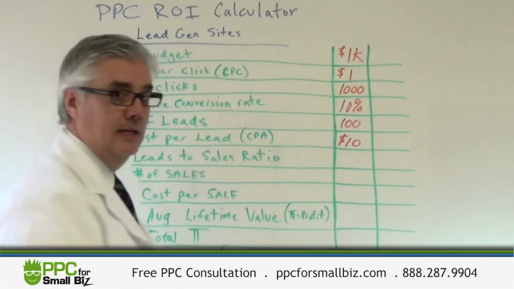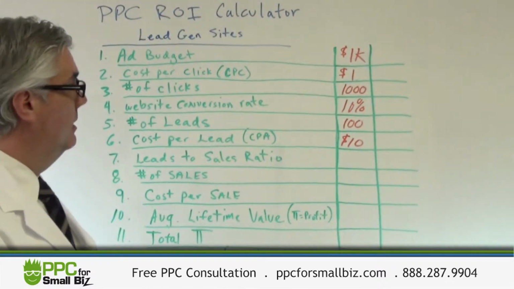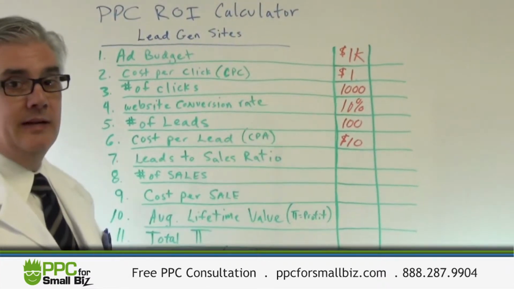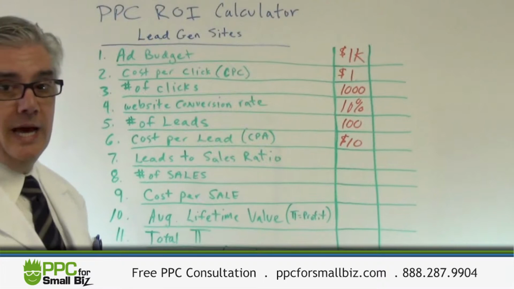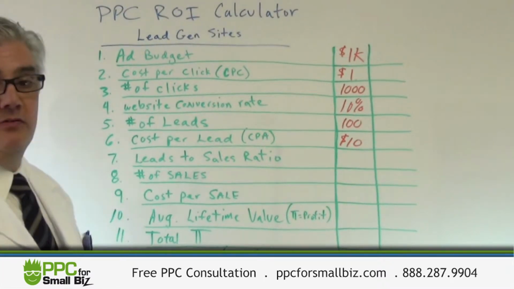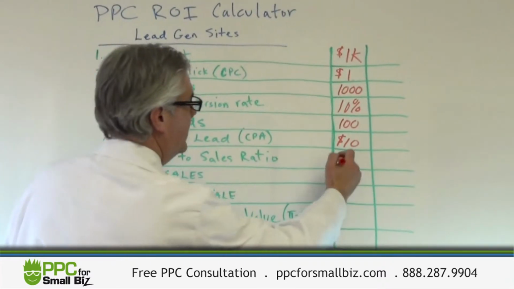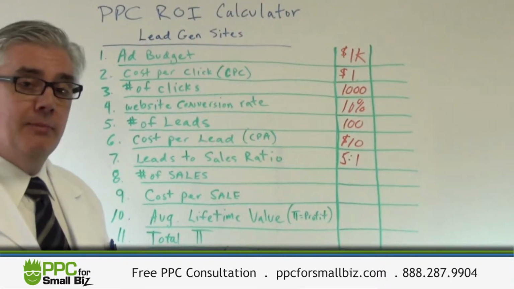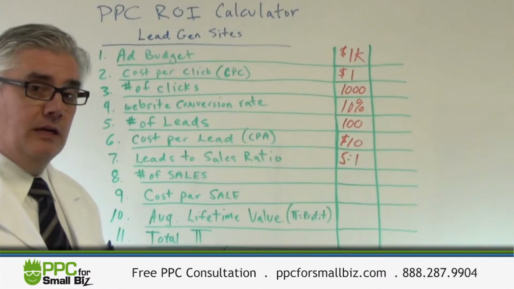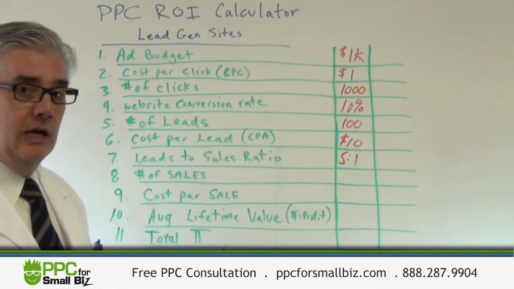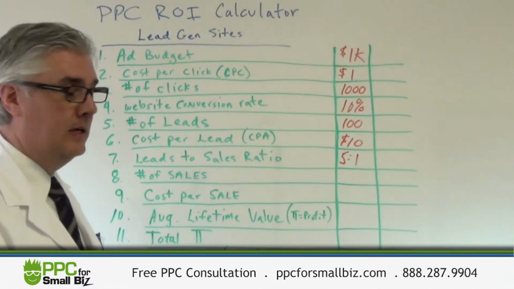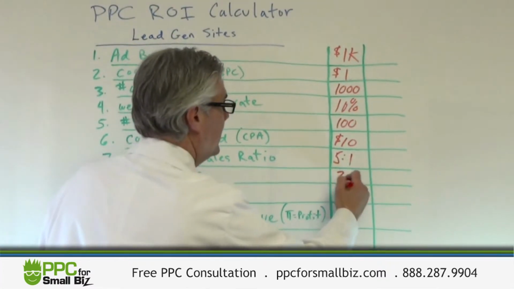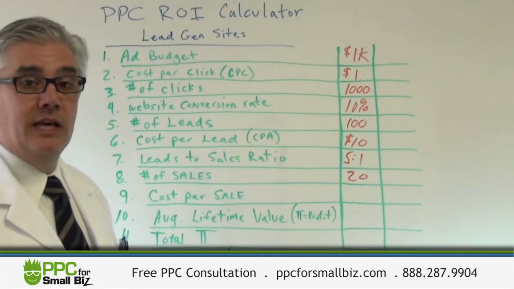Now, his cost per lead is going to be $10 each, okay? Because again, he spent $1,000, got 100 leads, $10 cost per lead, or CPA. Now the other thing Tom's going to need to figure out is what is his leads to sales ratio, right? How good a job he does converting leads that call in or fill out his form into sales? Now in this case, if he has a 5-to-1 ratio, we'll assume for a moment, he's going to get 20 sales in a given month.